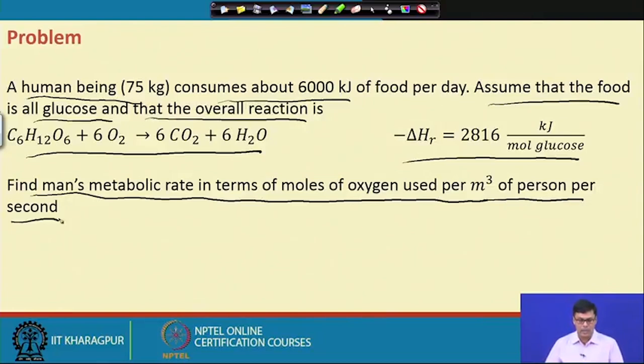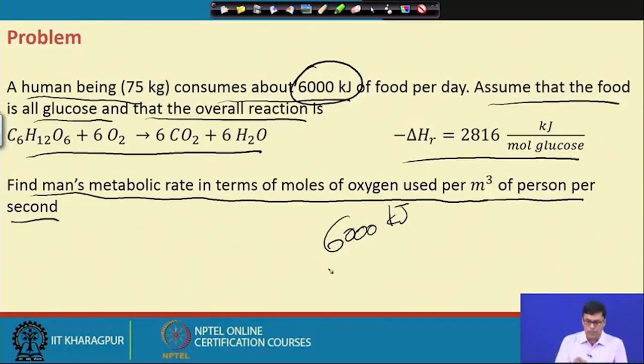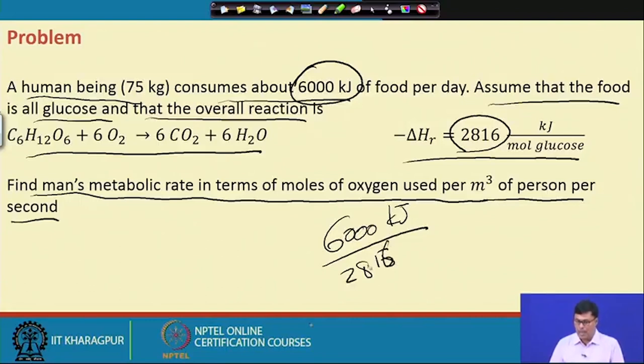Now, how can we do that? First we have to find out how much energy we are consuming. We are consuming about 6000 kilojoules, am I right? Now, the heat of reaction of glucose is 2816. If you divide by that, we can find out for consuming this much energy how many moles of glucose are required.